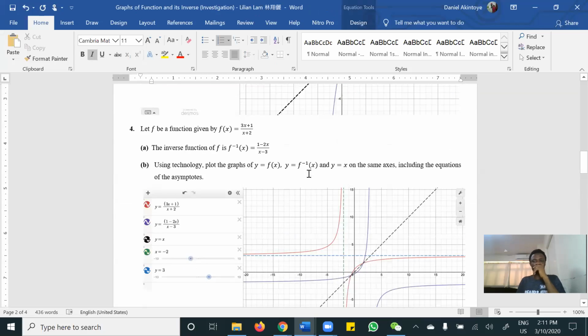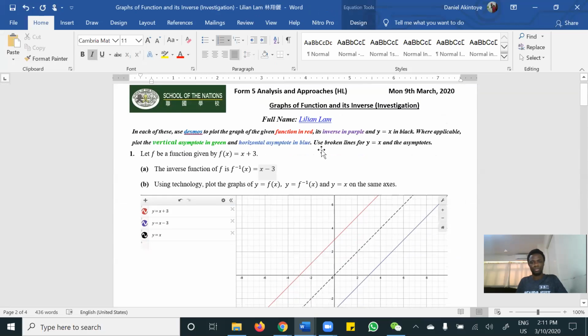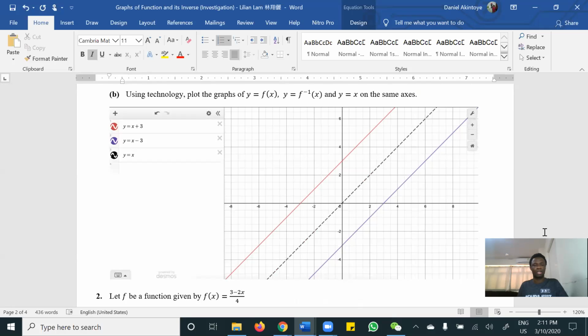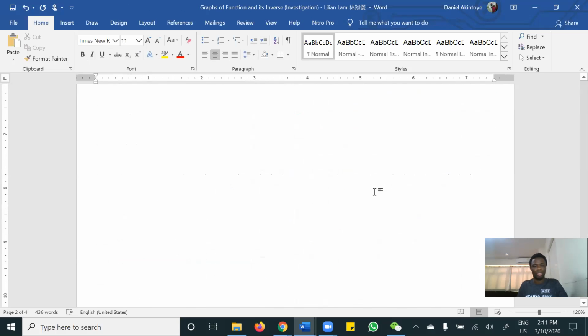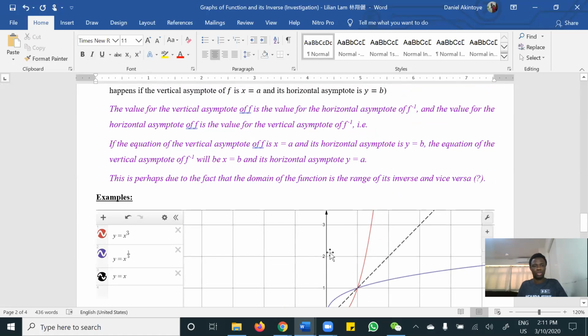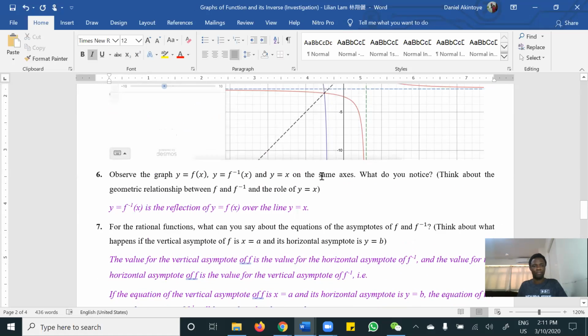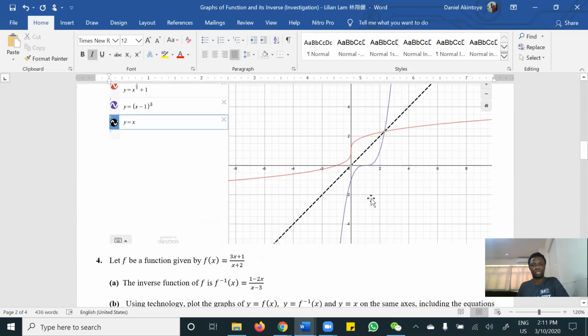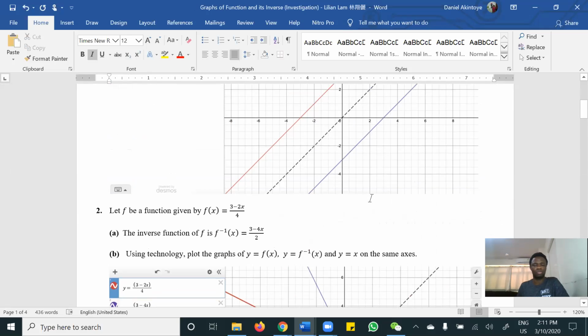Now, to the comment. If you look at these pictures, like I asked earlier, in the last two, what can you say about the relationship between this? Let's go to that question. The questions, well, we could delete these examples next time. Observe y equals f of x, f inverse, and y equals x on the same axis. What do you notice? Think about the geometric relationship, and I've seen quite interesting comments.